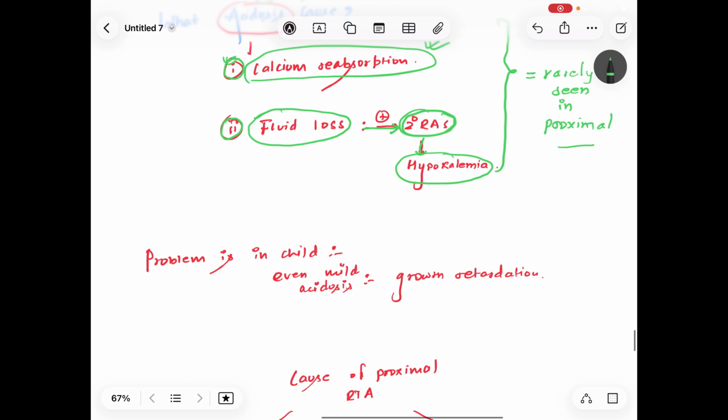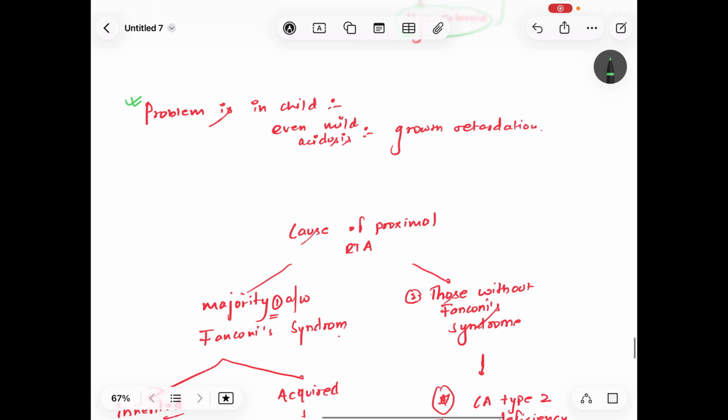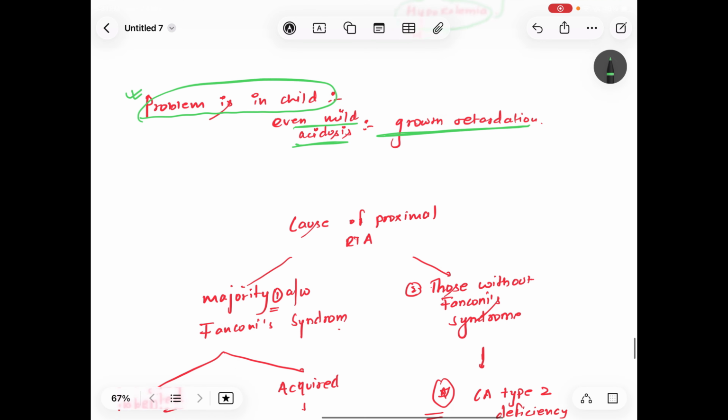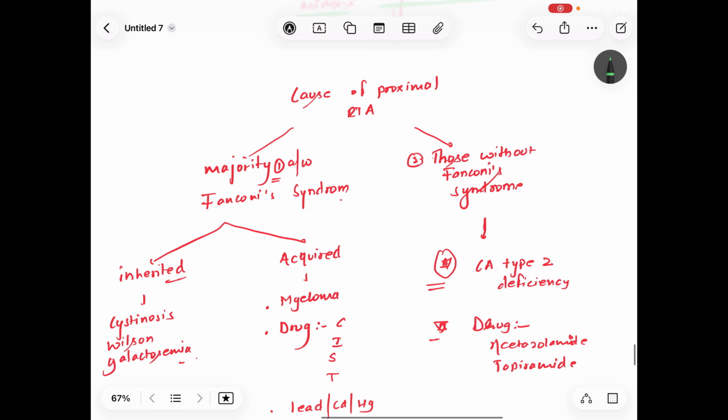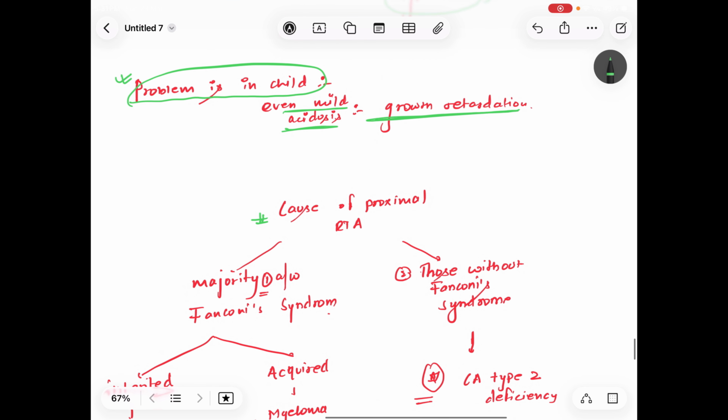The problem comes when the issue is with a child. So when a child presents with proximal RTA, even with mild acidosis, there is growth retardation in the child. So we will now quickly discuss the causes of proximal RTA. In child, one more thing is, it is mostly associated with Fanconi syndrome.